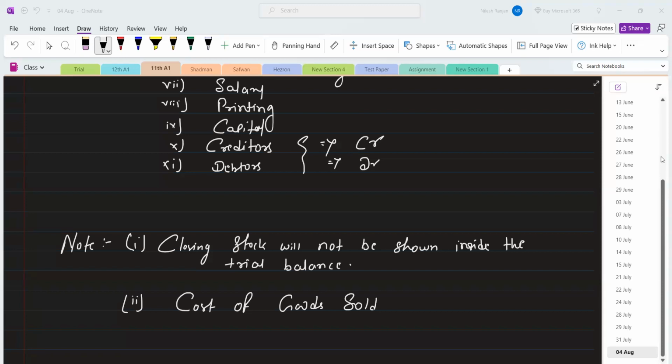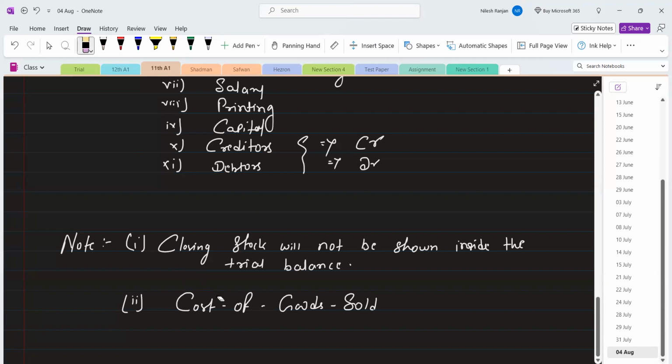Actually, the word which we use is cost of goods sold. It is a single word, not like... you just say cost of goods sold. That's why I wasn't able to understand. Now tell me what is the meaning of cost of goods sold? I told it right just now.